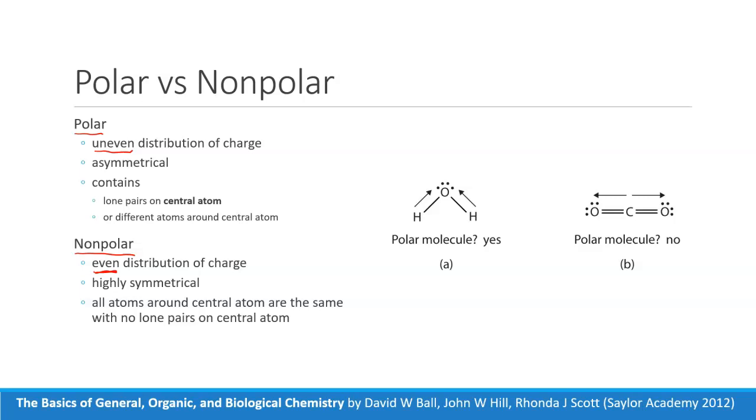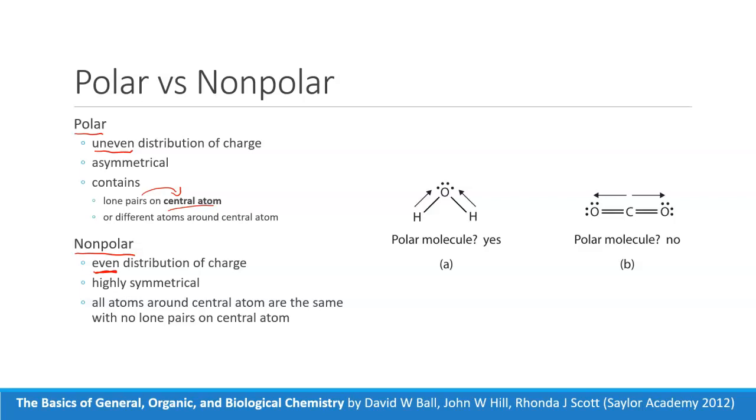So if you have an uneven distribution of charge, you're going to be what we call asymmetrical. And the way that you get asymmetrical is one of 2 ways. Either you have a lone pair of electrons on the central atom, and it's important that your lone pairs are specifically on the central atom. Any other lone pairs do not count. Okay, and another possibility is that you have different atoms around a central atom.